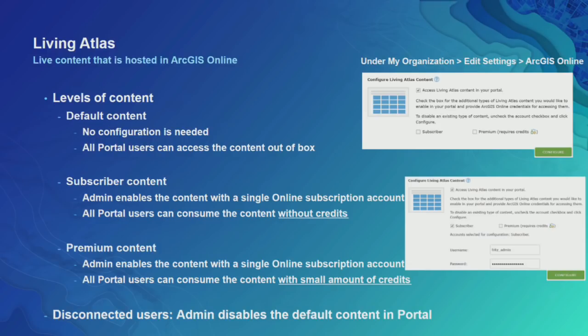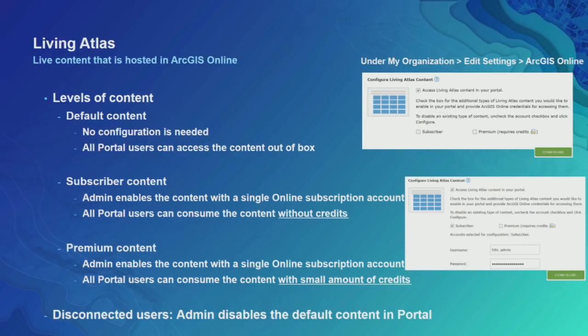Now, if you're in a disconnected environment, you probably want to uncheck Access Living Atlas in your portal because it's not going to be able to get to ArcGIS Online anyway. That will also remove all of those items from your portal, at least from showing up in search results and things like that. And this is where downloading the local boundary files and publishing them to your portal comes into play. It would be very useful in disconnected environments.